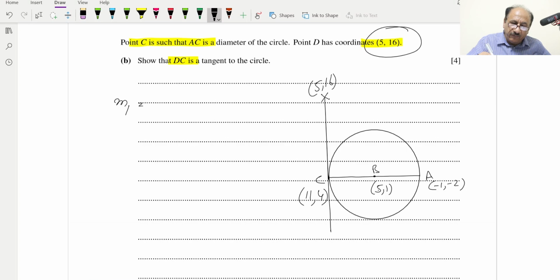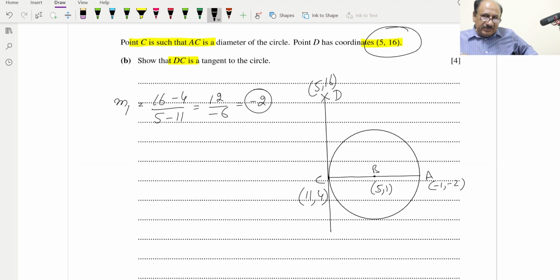So we are finding the gradient between D and C. The gradient of DC is equal to 16 minus 4, divided by y2 minus y1 over x2 minus x1. So x2 will be 5 minus x1 which is 11, and this will be equal to 12 over minus 6, which is equal to minus 2. So the gradient of DC will be equal to minus 2.